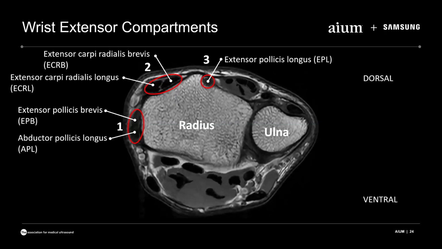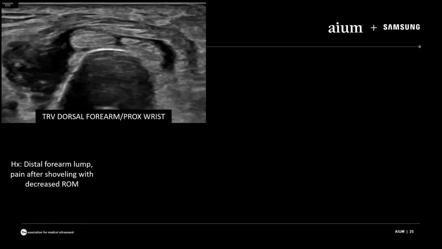So for this next case, we're going to look at a part where compartment 1 will normally cross over compartment 2, as I mentioned a moment ago. But does this look similar to that first case? So this patient came in with a distal forearm lump and had pain after shoveling with some decreased range of motion. So here we're over the radius and the distal forearm, upper wrist. So this is compartment 2 here. There's the ECRB and the ECRL.